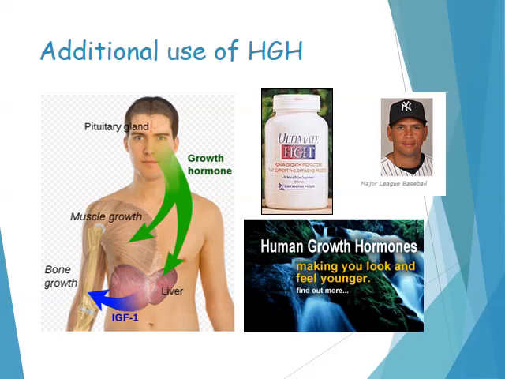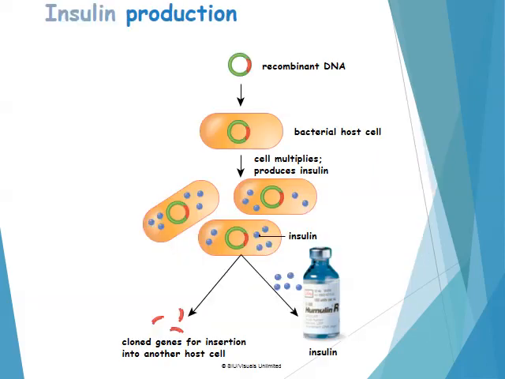Human growth hormone increases the length of your long bones. Muscles need to grow to keep up with bone length increase. It also regulates your metabolism. It is sometimes used by athletes as they claim that it increases their recovery after injury. Human growth hormone and insulin are just two of the products that can be produced using recombinant DNA technology.